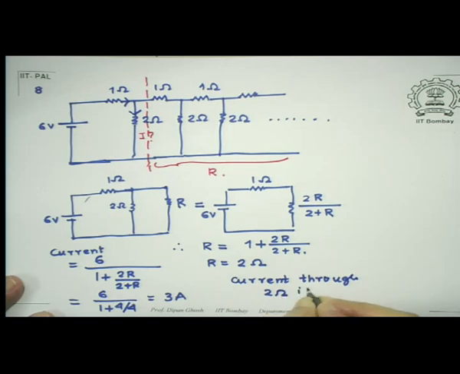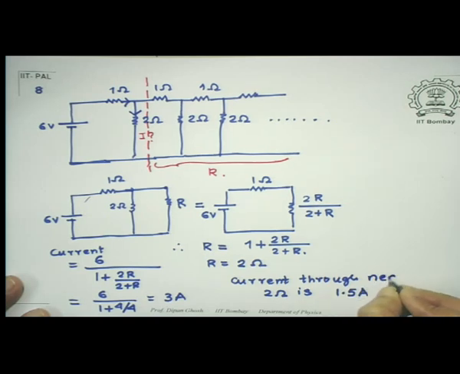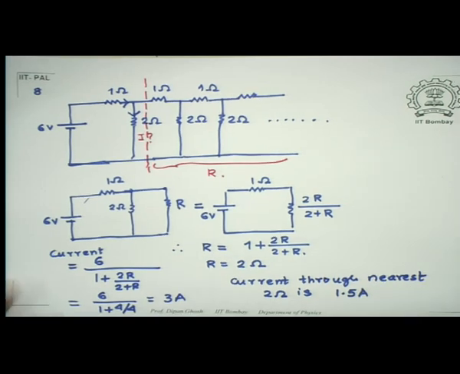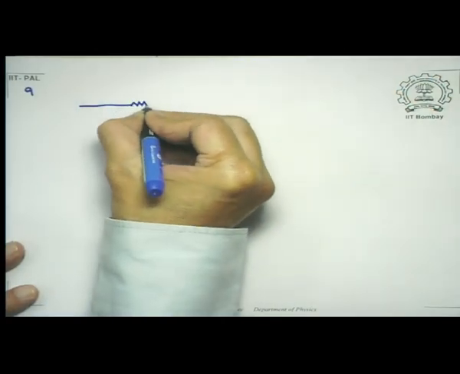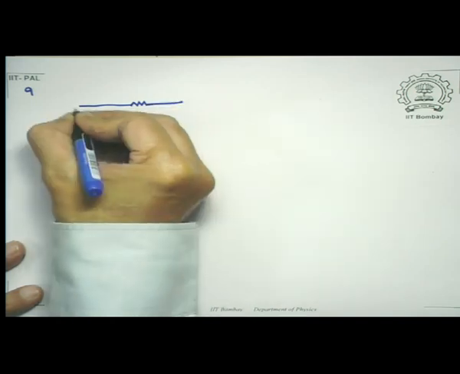is, that the nearest 2 ohm resistance is 1.5. Let me write down nearest two objects. Let's make things a little more interesting. This time, since we have already learnt about a capacitor in a circuit, the way I would do it is, let me draw a circuit this time with a capacitor.